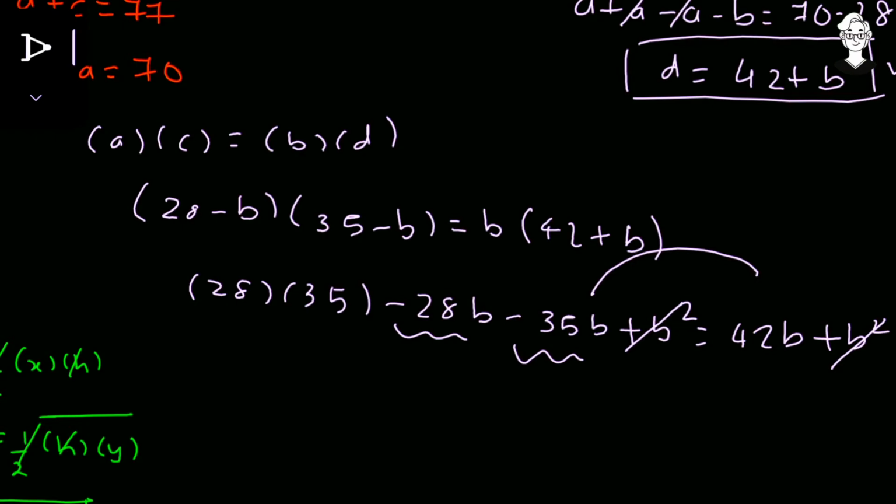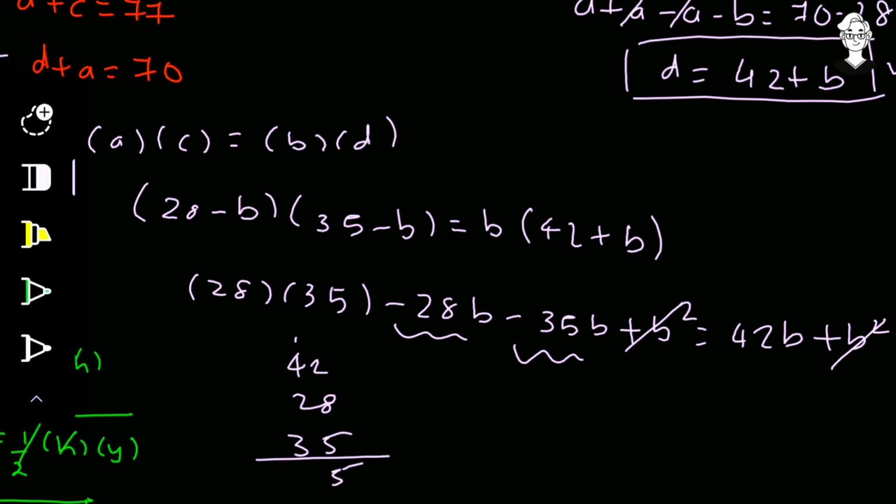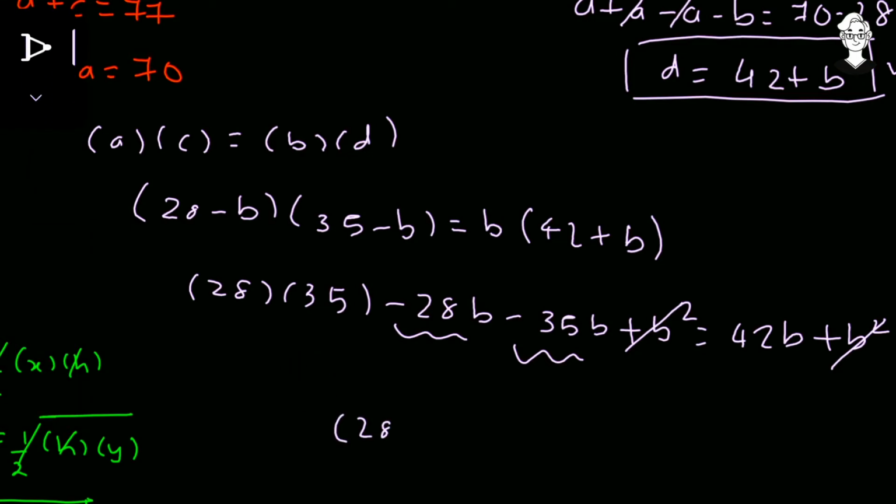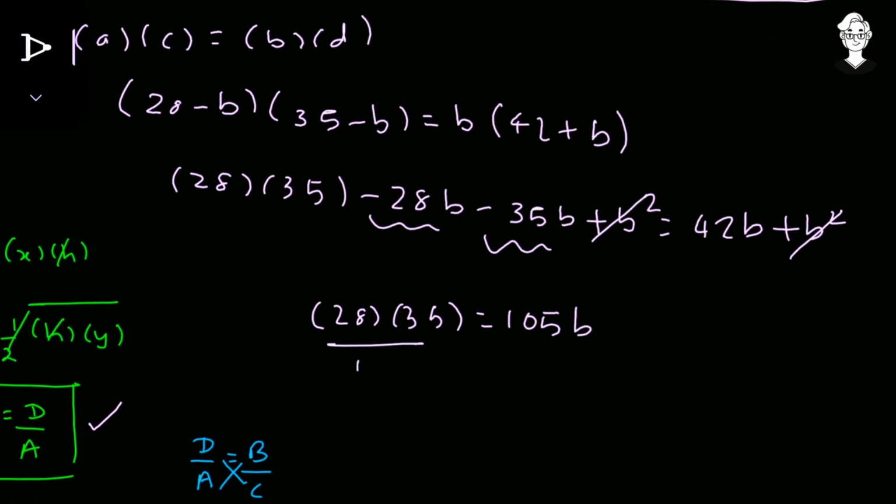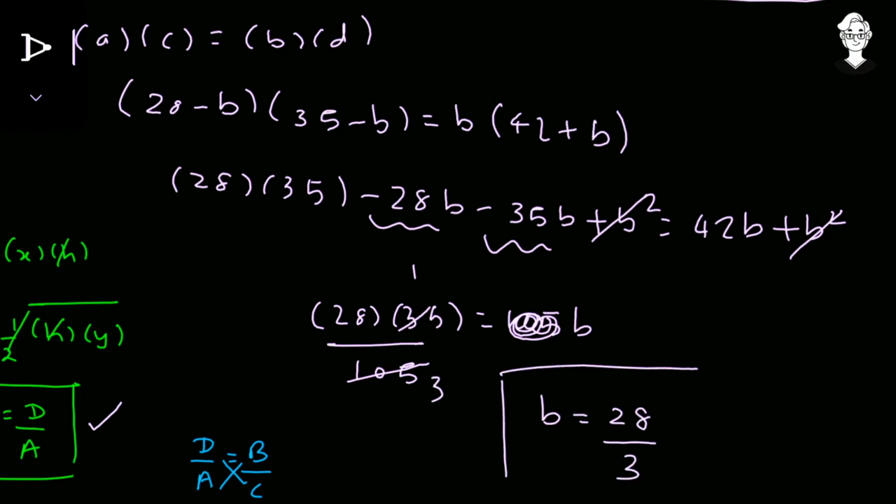So what I'm totally having is something like this way, 42, 28 and 35 added together. So 5, and on the top 1, so it equals 105. So yes, I have that 28 into 35 equals 105 times B. So from here 105 comes as a division, so gone from there. So from the table of 35 1 and 35 3, I have the value of B, that is 28 upon 3. Very nicely. Yes.